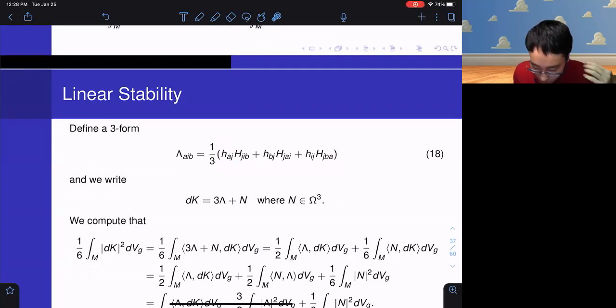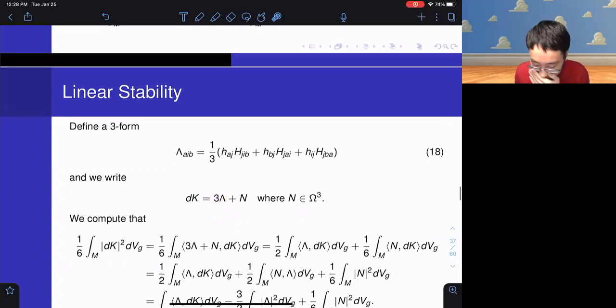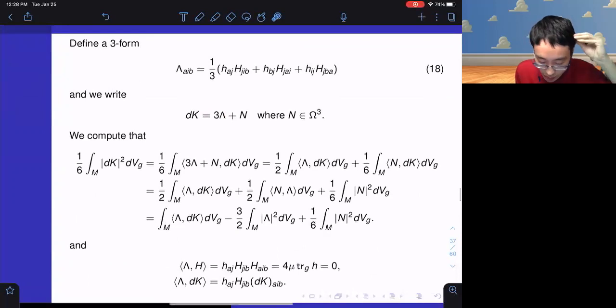And then we can write every three-form dk to be 3 lambda plus n, where n is just an arbitrary three-form. We can always do this. The reason I pick 3 is due to the Cauchy-Schwarz; you will find the maximum will be 3. Okay, so if I express this, then something will happen.